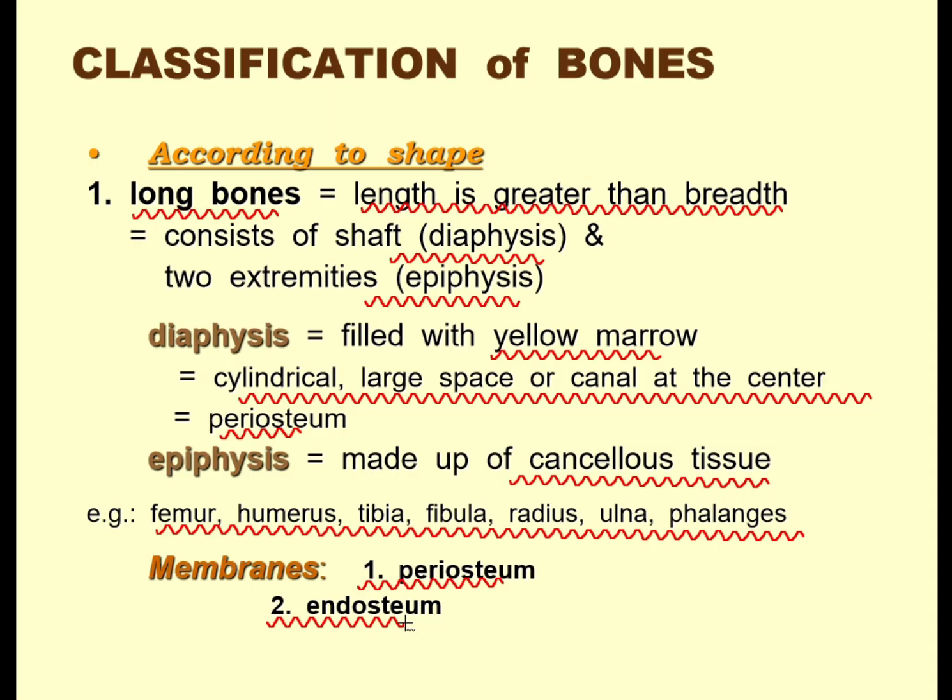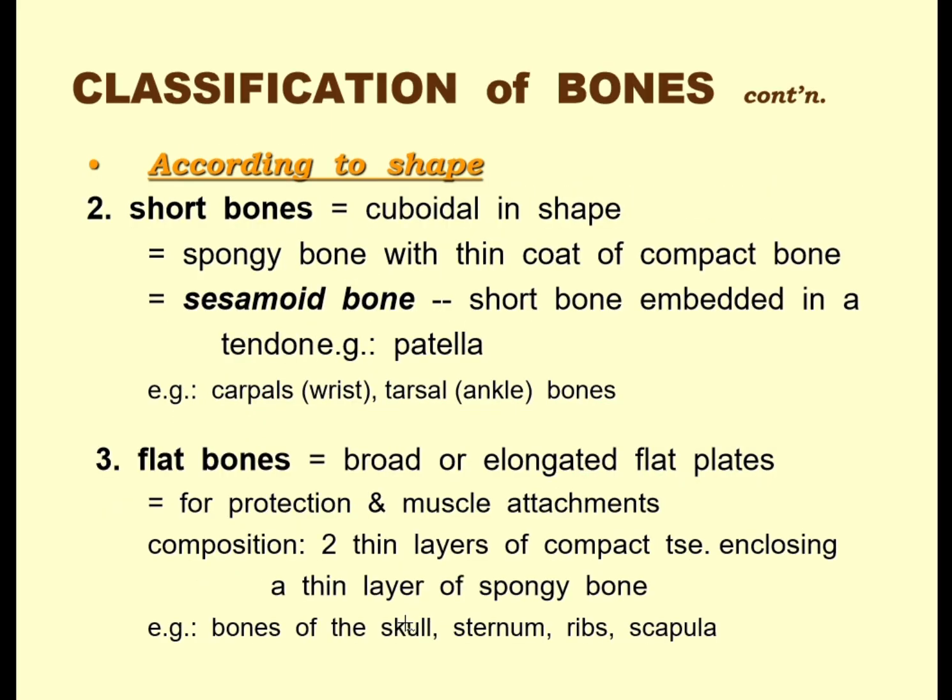The next shape is the short bone. Short bones are generally cuboidal in shape. They are spongy bone with a thin coat of compact bone.